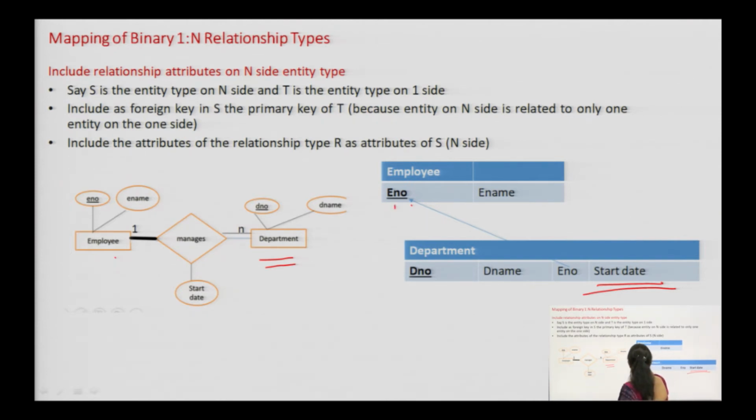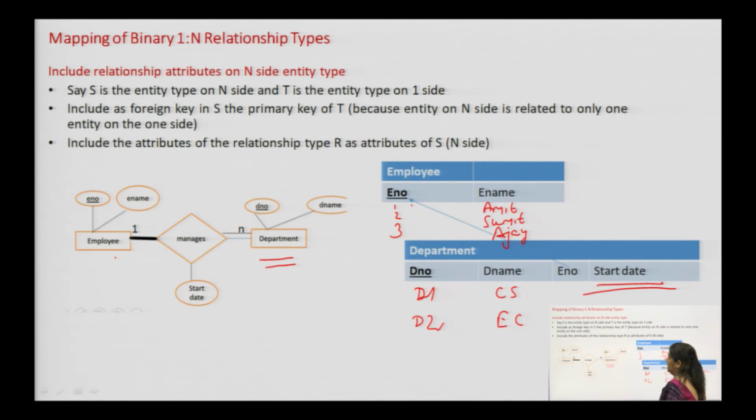Now, let us see again, we have employees 1, 2 and 3. Let the names be Amit, Sumit and let us say Ajay. We have the departments D1 and D2, DNAME, CS and EC. Now, we say that ENO 1 manages D1 and also ENO 1 manages D2 on some start date. Right? This is the scenario we have and it is perfectly fine.